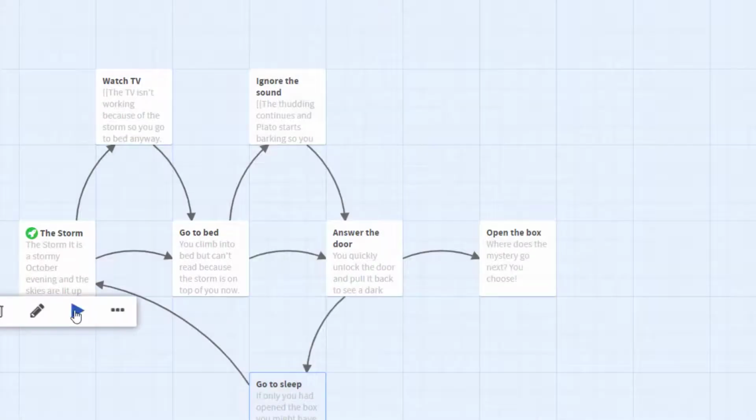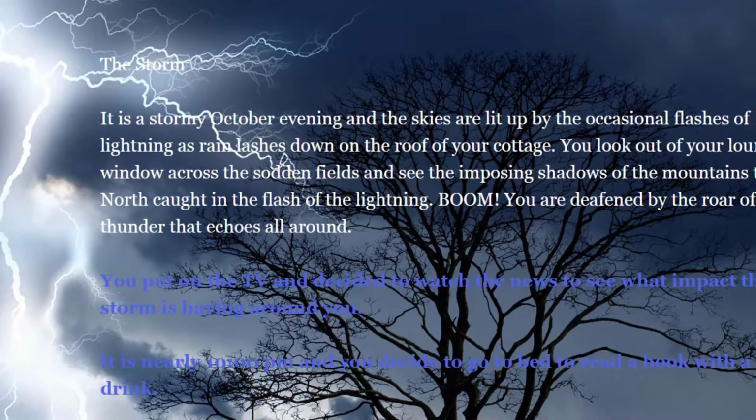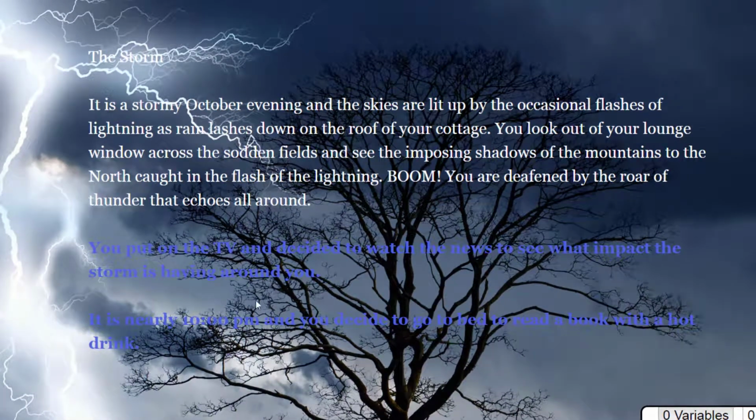And now when I click on play, you can see it's put that stormy picture in the background. But you can see sometimes the writing changes. So you might have to change the colour of the writing as well. And I'll show you how to do that in a minute.